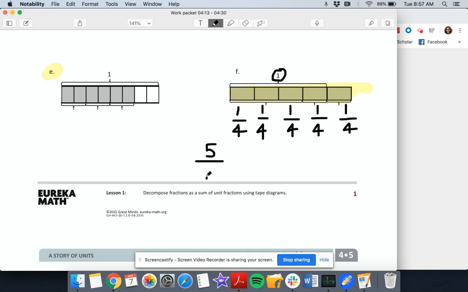5/4. Because 1, 2, 3, 4, 5. Our numerator changes. We add our numerators together. 1, 2, 3, 4, 5. And then our denominator stays the same.